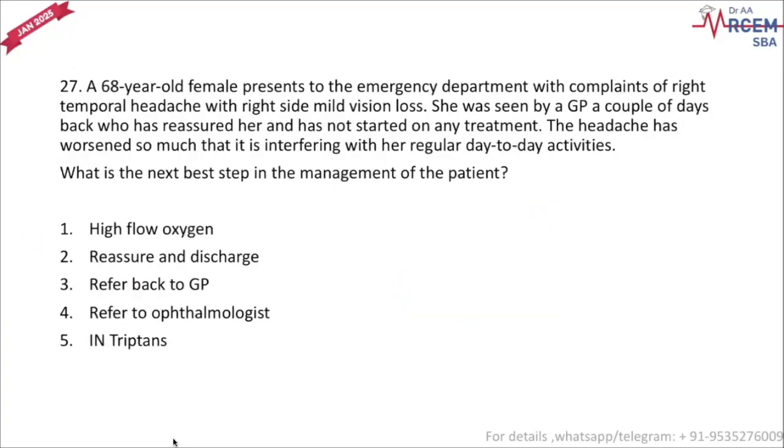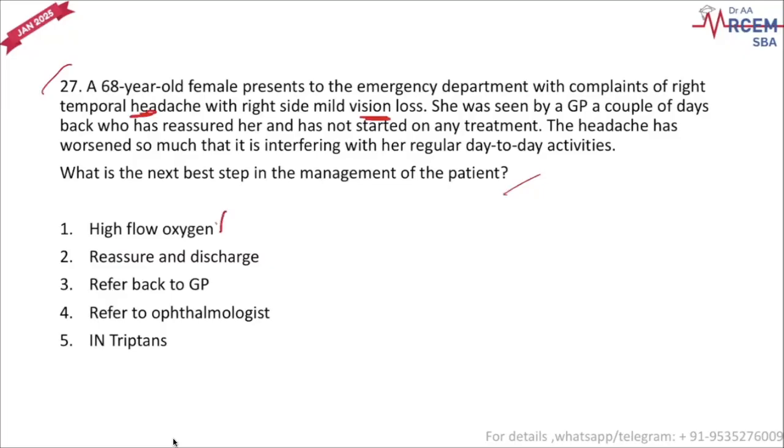A 68 years old female presents to the ED with complaints of right temporal headache with mild right-sided vision loss. She has been to the GP a couple of days back, who reassured her and did not start any treatment. The headache has worsened so much that it is interfering with her day-to-day activities. What is the next best step in management? So what are we suspecting? Temporal arteritis, because there is visual loss and temporal headache. Classical presentation of temporal arteritis.